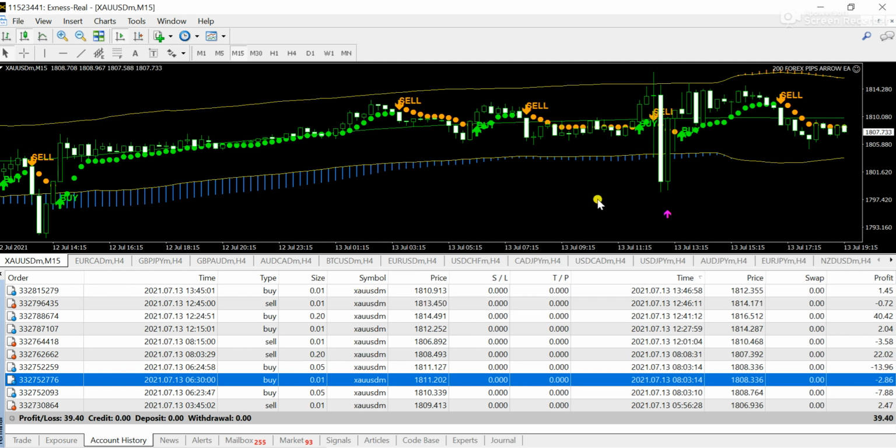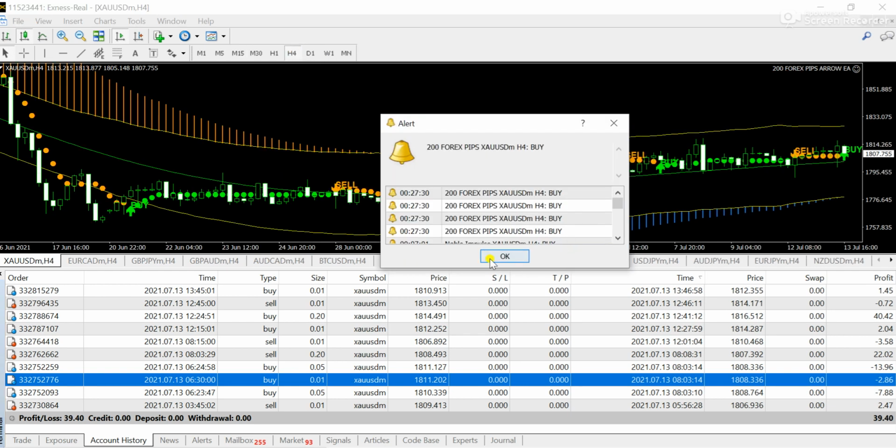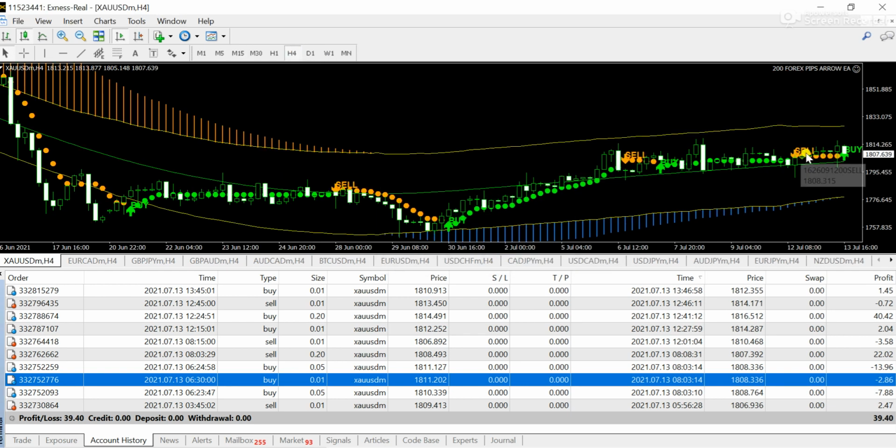Right now I'm going to take you to the 4-hour chart on gold. If you go to the 4-hour chart, you can see that overall the dots are very straight, even the orange dots and the green ones. This indicates that gold is completely on the ranging side. It's basically going nowhere. It's playing within itself in a range.